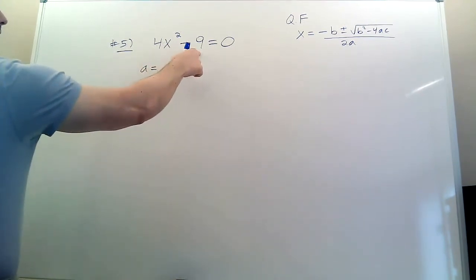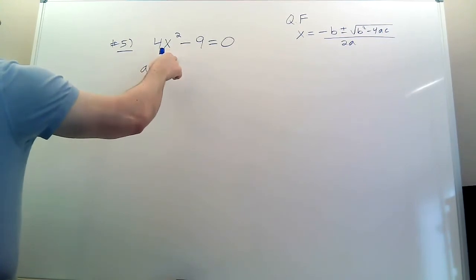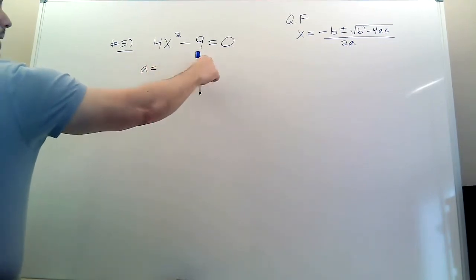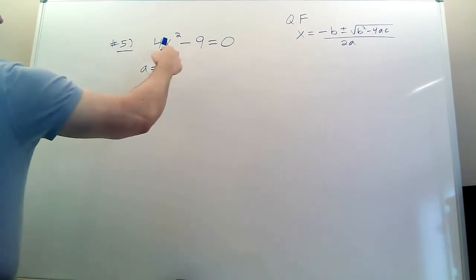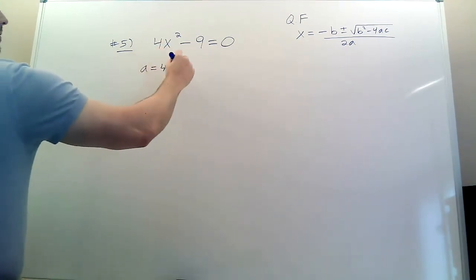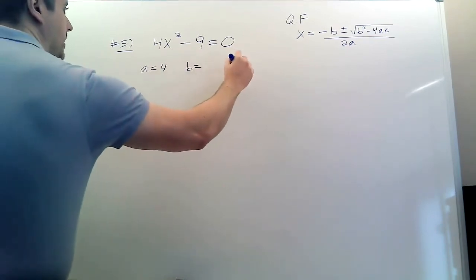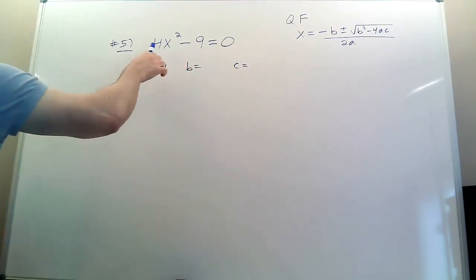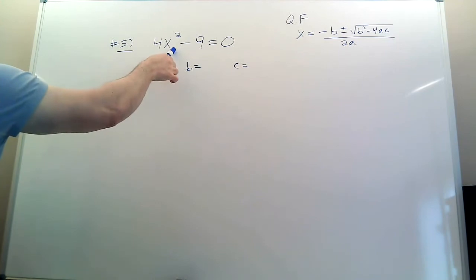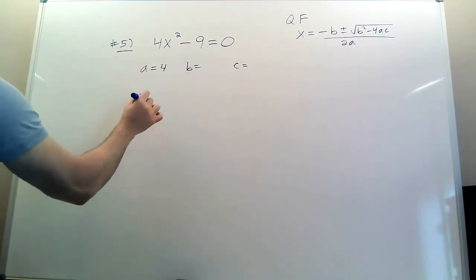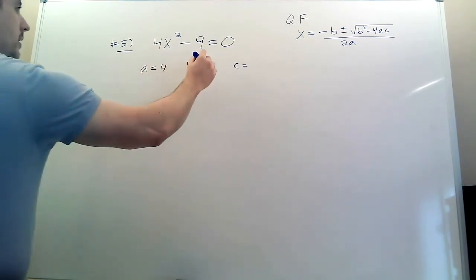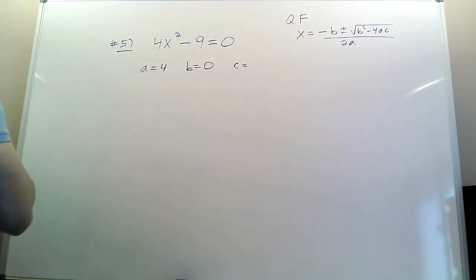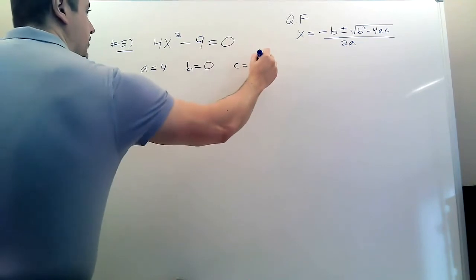Now, this factors. I know that I could just put 2x plus 3, 2x minus 3. And I know what I'm going to get. And I'll even show it at the end. A is 4. Now I need to do B and C. The problem is there is no B. There's no x term, right? It's ax squared plus bx plus c. But the b is missing, which means you have to put a 0 for it. And then the c is the number by itself.